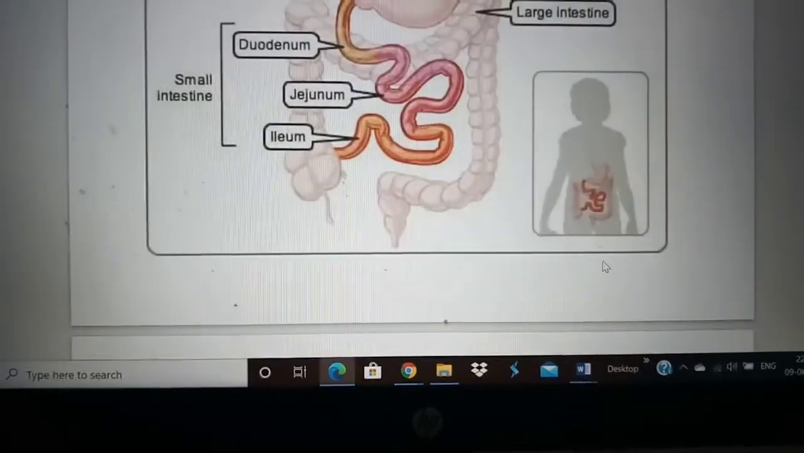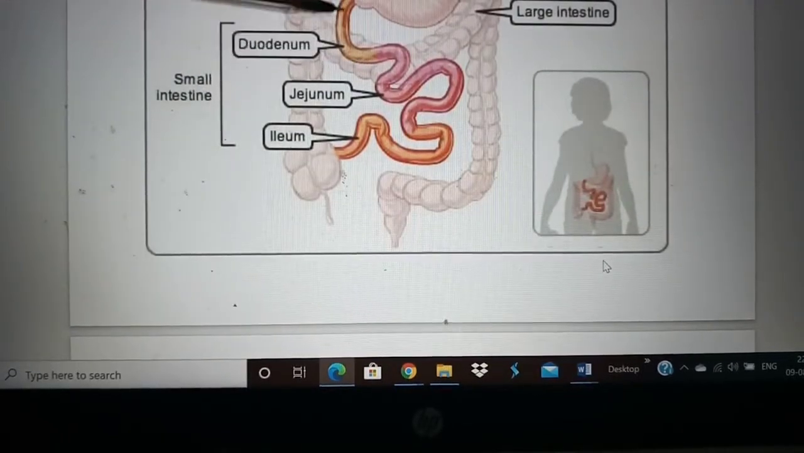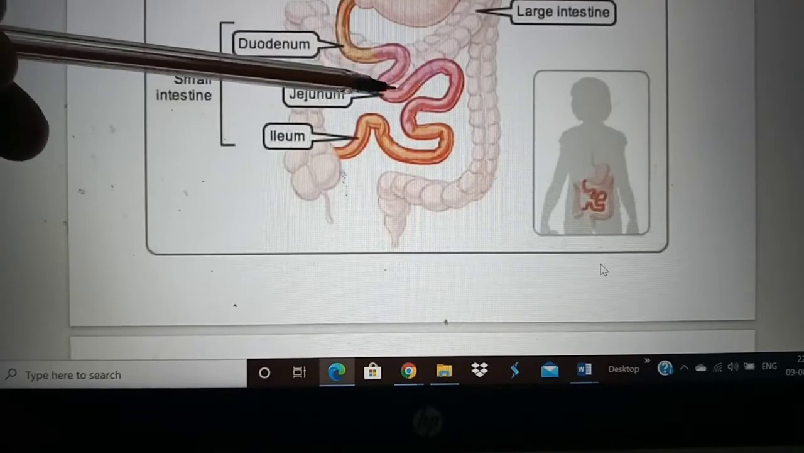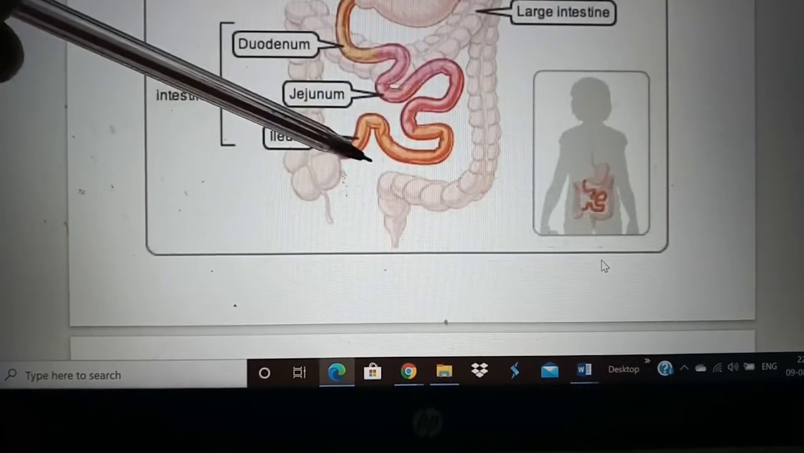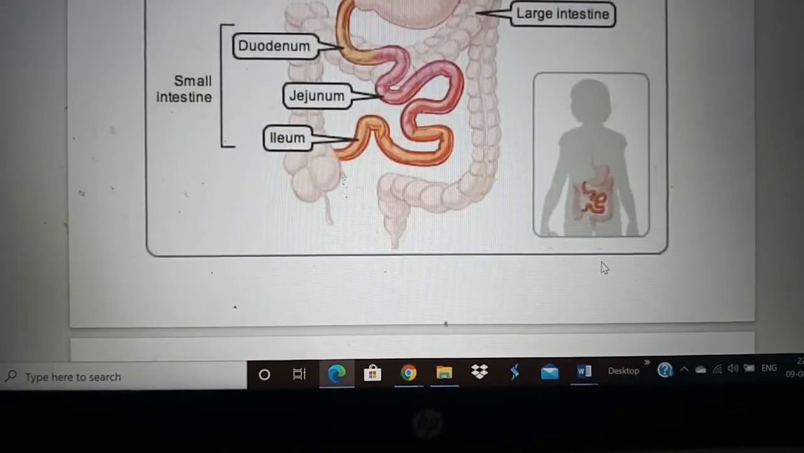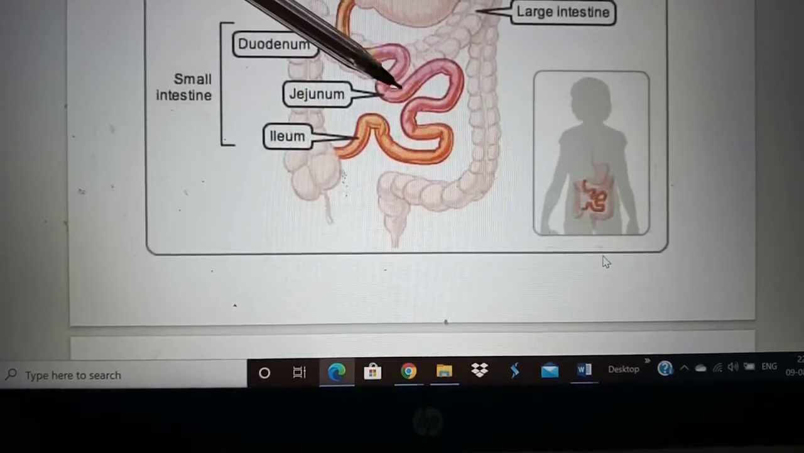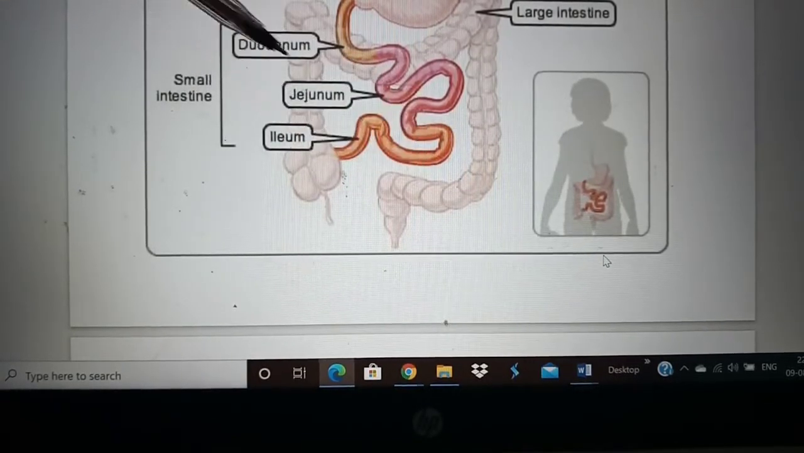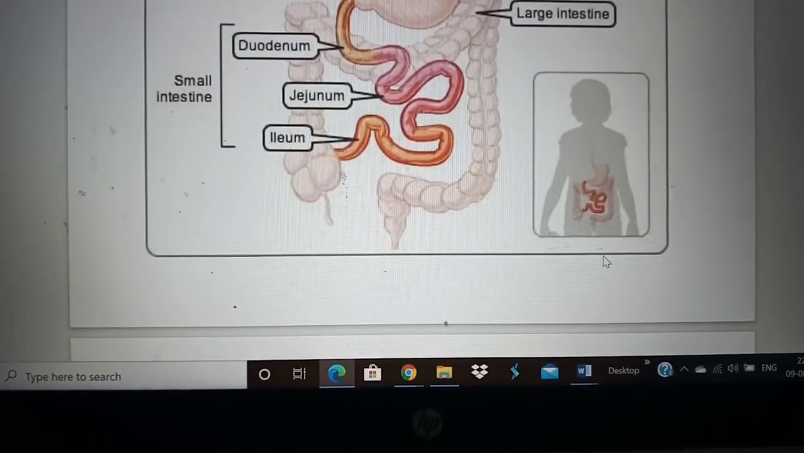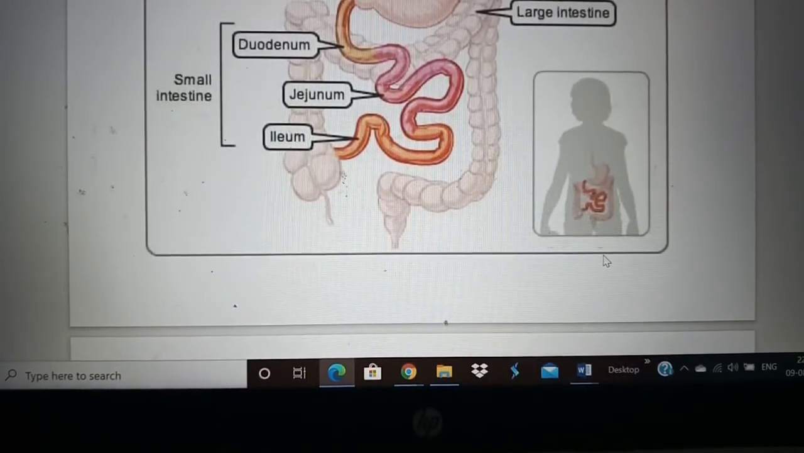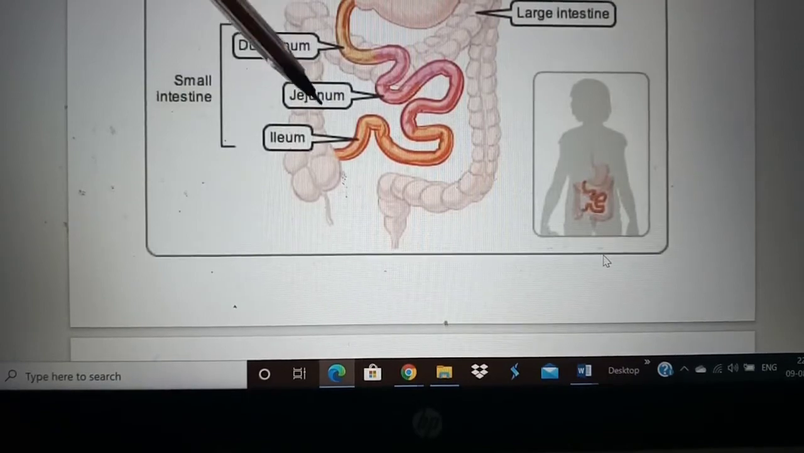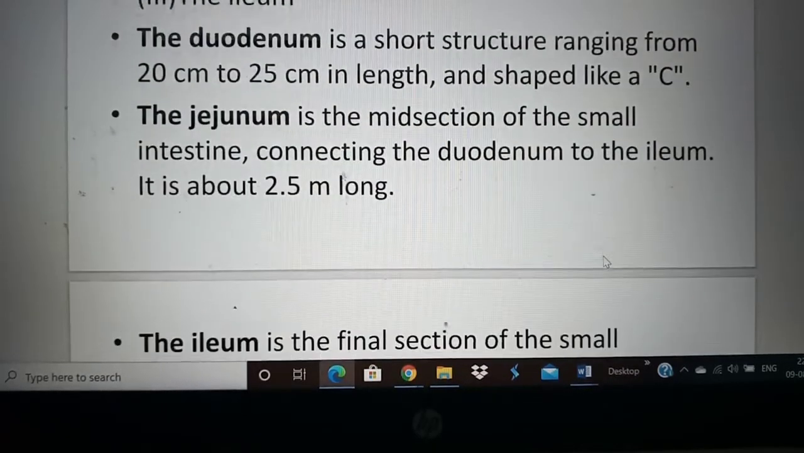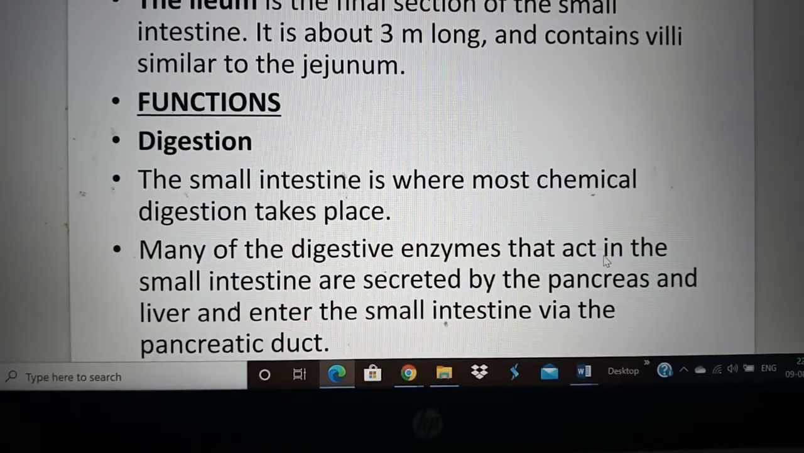The jejunum joins the ileum, which measures about 3 meter long and is the final section of the small intestine. It joins the large intestine at the ileocecal sphincter. There are small projections here called villi, which is similar to the jejunum.